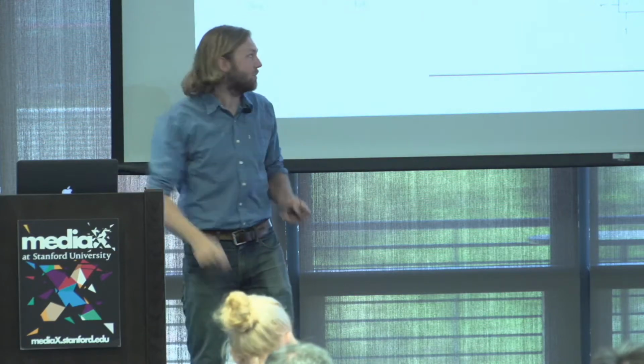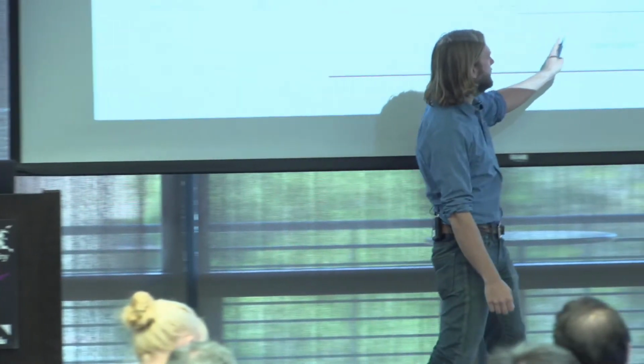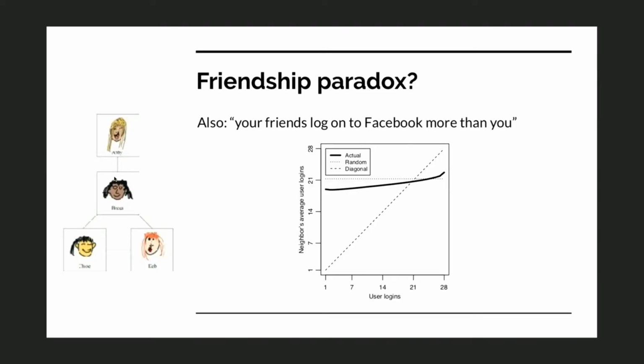So whenever you're logging into Facebook, the x-axis here is how many days out of a 4-week period that you log in, and the y-axis is how many days out of a 4-week period your friends log in. So if you're somebody who logs in a few days a month, your friends are logging in 20 days a month.